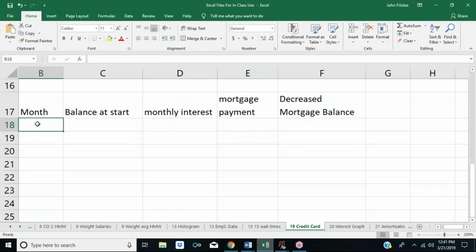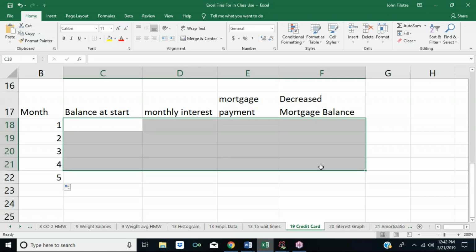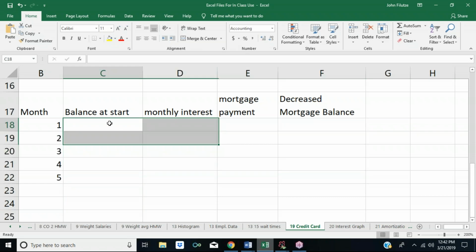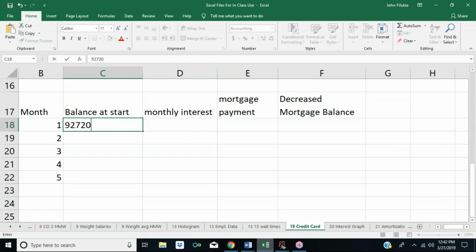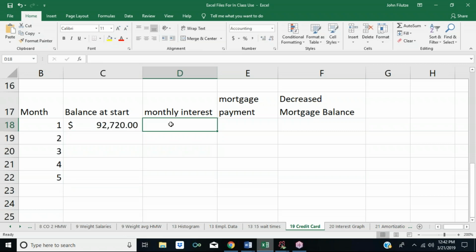Okay. And so let's look again. So I'm going to do 1, and then I'm going to do equals that plus 1, and then pull it down. The balance at the start, well, again, I'm going to have to put these as dollars. And then the balance was 92,720. The monthly interest, now this is a formula. So the formula is equals the balance to start times that interest rate divided by 12.